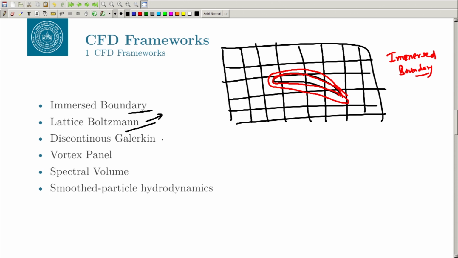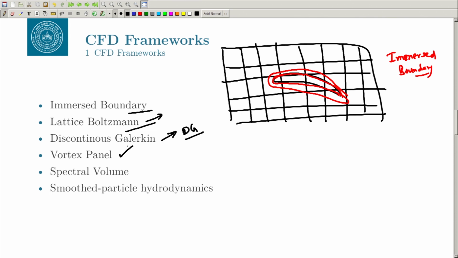You can have the discontinuous Galerkin approach, also called the DG approach. This is actually like the finite volume approach, but then you also have the polynomial inside that, so that you can increase the order of accuracy inside every single volume. You can have the vortex panel method, which is basically a low order method.